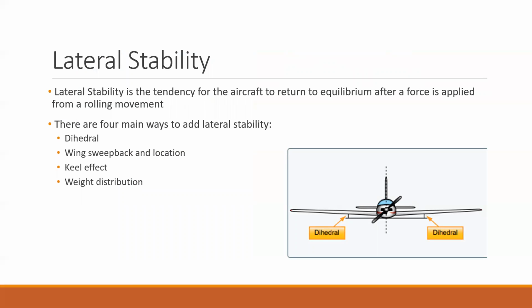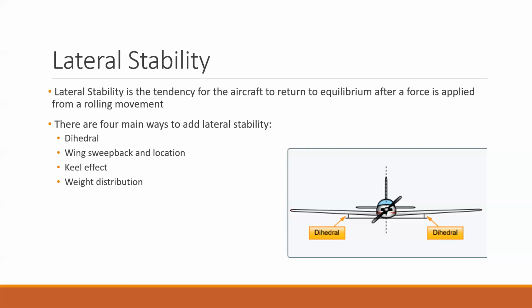Next, we're going to talk about lateral stability. Lateral stability is the tendency for the aircraft to return to equilibrium after a force is applied from a rolling movement. If you take the aircraft and roll it and let go of the yoke, what's going to happen? That's what we're talking about here. Normally in an aircraft, we would like the aircraft to stay in a bank. When you turn the airplane with the yoke and it starts to roll and you let go of the yoke, you want the aircraft to stay in the bank, and not increase in bank and not decrease in bank. There are different ways to take care of this.